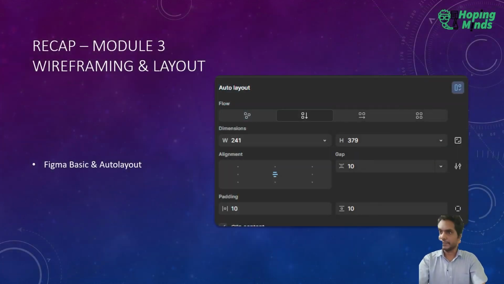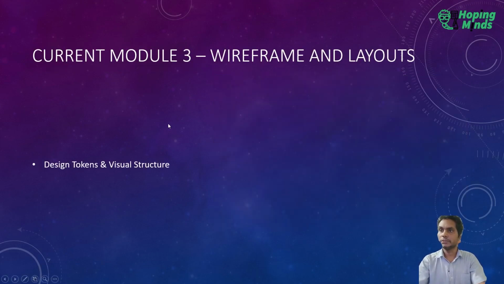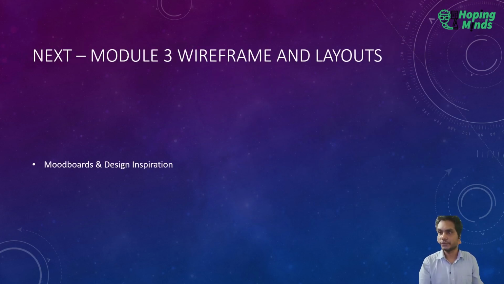So we have completed Figma basics and auto layout, and now we learned about design tokens and visual structure. In the next session, we are going to learn mood boarding and design inspiration. Sometimes you can visualize everything, but you might still need help understanding or getting some inspiration from other designers or other applications.